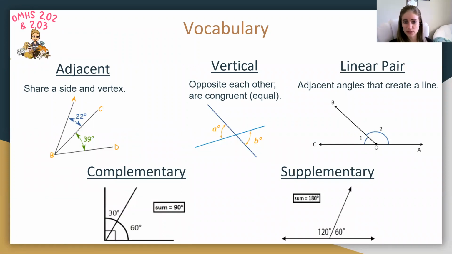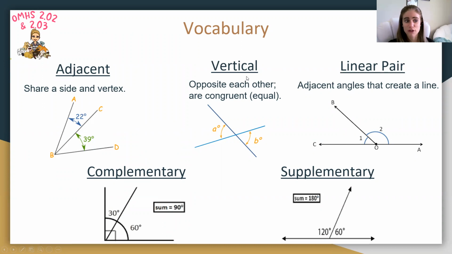First, let's quickly review the vocabulary that you learned from OMHS 202 and 203, and that was our live Class Connect session on Friday, January 29th. The vocabulary words and the different angle pairs that you learned last week were adjacent angles. Adjacent angles are right next to each other. So they're side by side, and what makes them next to each other is they share a side, in this case BC, and they share a vertex, B.